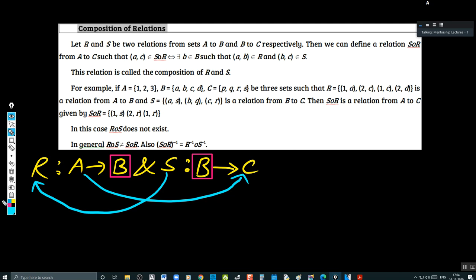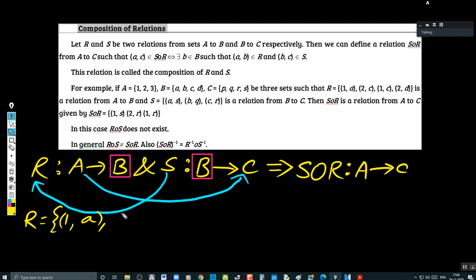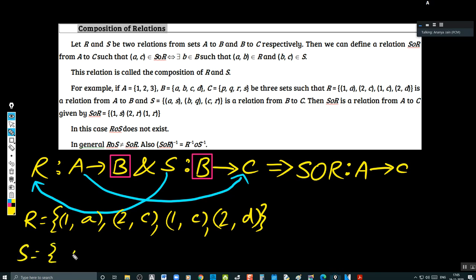So now you tell me, please. I'll write. SoR is such that A is mapping to C. Yeah, A maps to C. Okay, now he defined it. Let us write that first. Let me write R first. What is R given? Tell me R, please. (1,a), (2,c), (1,c), (2,d). Correct. Now S: (a,s), (b,q), (c,r).